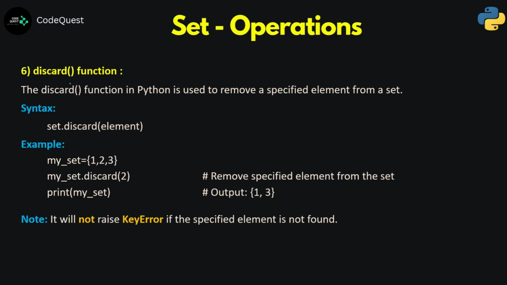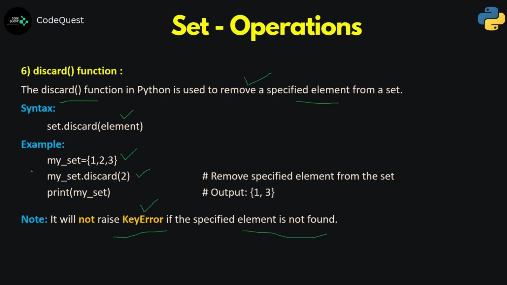The discard function behaves like your remove function, except that it is not going to raise any KeyError whenever the specified element is not available. Previously we could see that when I am trying to remove some element which is not available in this set, it was raising a KeyError exception. But the discard function is also used to remove a specified element from a set. If the element is available, of course that will be removed. In case the element is not available, then there is no error or exception raised.